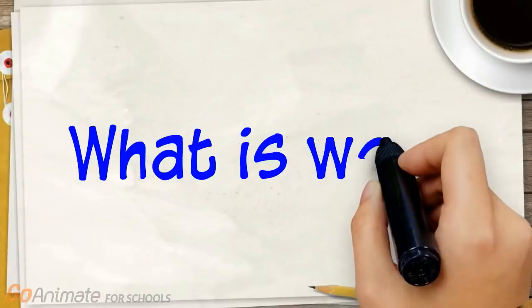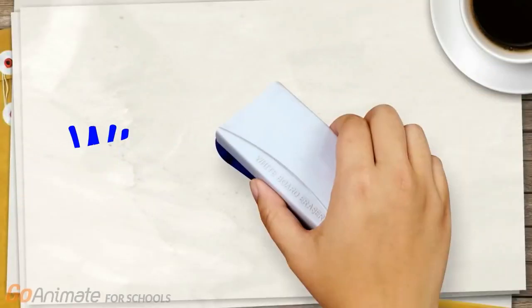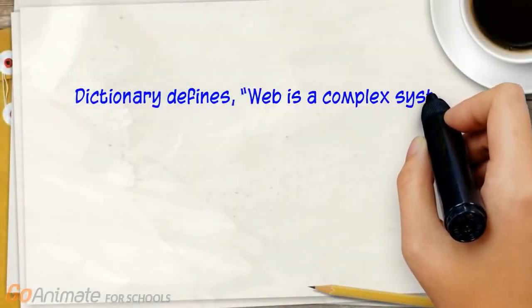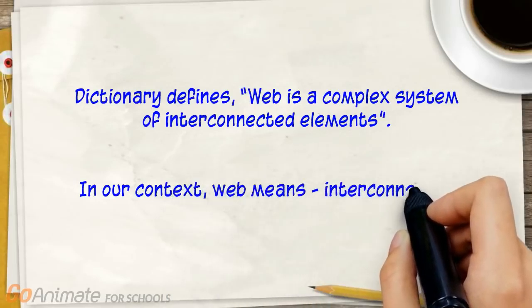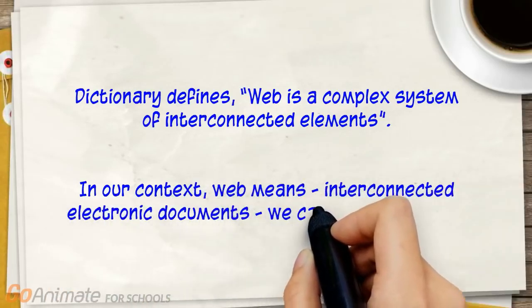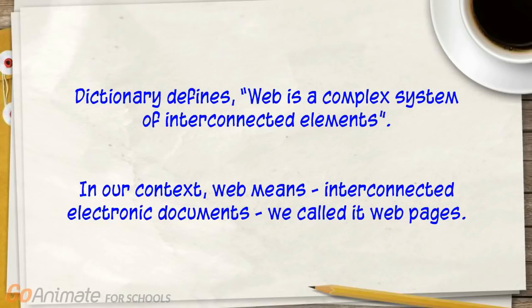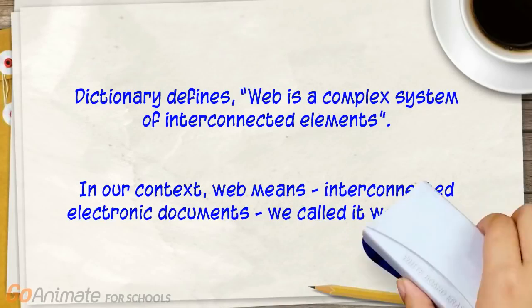Let's learn, what is web? Dictionary defines, web is a complex system of interconnected elements. In our context, web means interconnected electronic documents. We call it web pages.